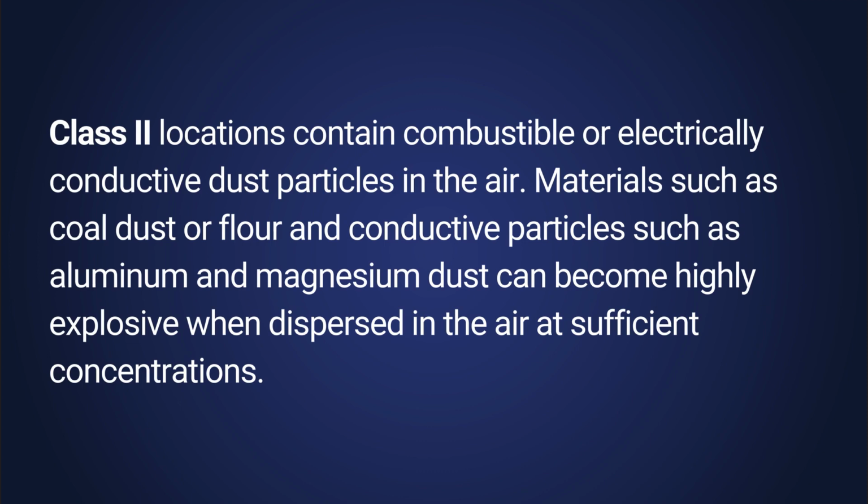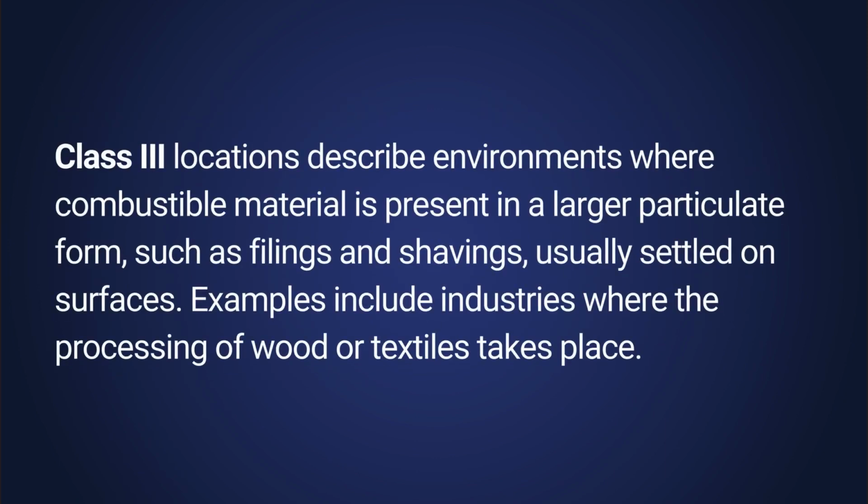Class 2 locations contain combustible or electrically conductive dust particles in the air. Materials such as coal dust or flour and conductive particles such as aluminum and magnesium dust can become highly explosive when dispersed in the air at sufficient concentrations. Class 3 locations describe environments where combustible material is present in a larger particulate form, such as filings and shavings, usually settled on surfaces. Examples include industries where the processing of wood or textiles takes place.